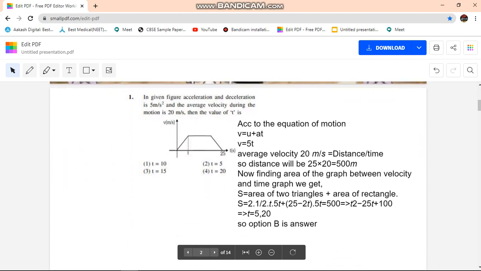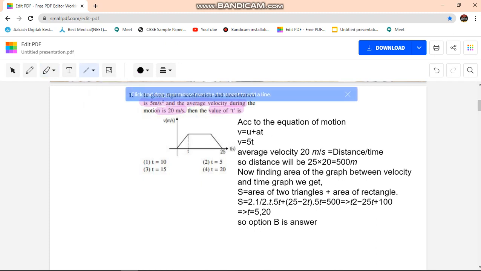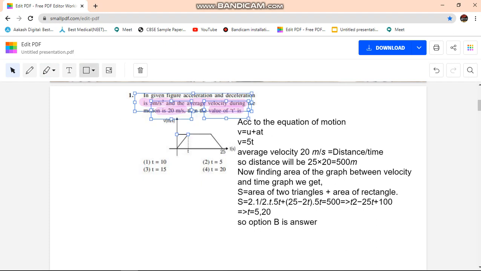Our first question is, in the given figure, acceleration and deceleration is 5 meter per second square and the average velocity during the motion is 20 meter per second. Then we have to find the value of time t. Before that, friends, we need to join some lines of this graph, joining these edges, and one more to form a triangle.